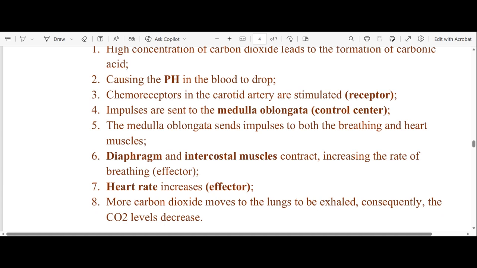Where do you find the chemoreceptors? You find them in the carotid artery. They're receptors, so they detect the imbalance. After detecting the imbalance, they send impulses to the medulla oblongata. Then the medulla oblongata will send impulses to both the breathing and heart muscles.